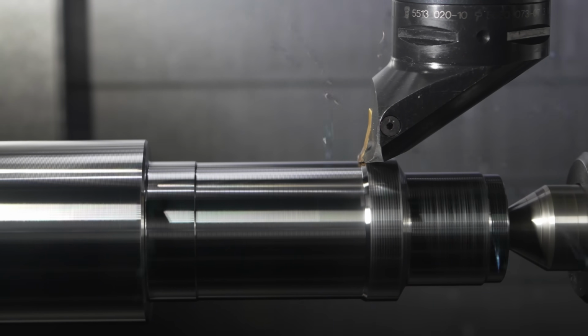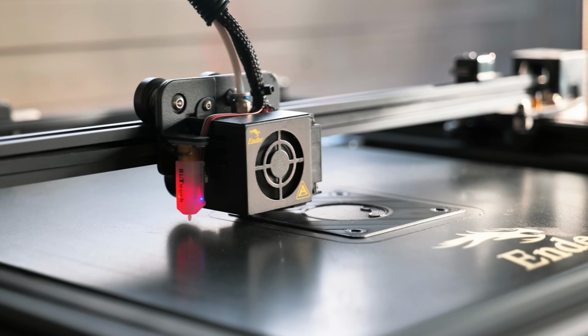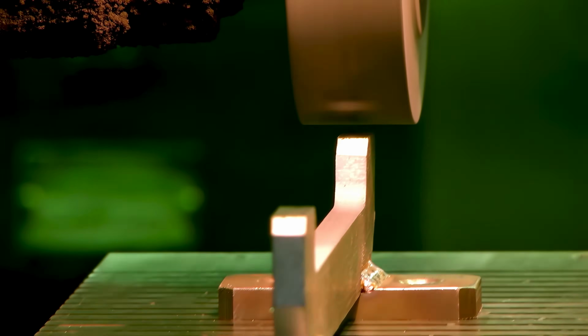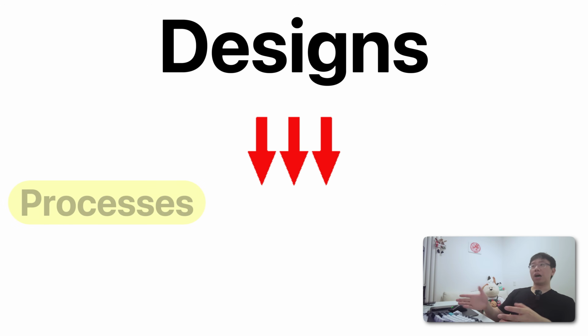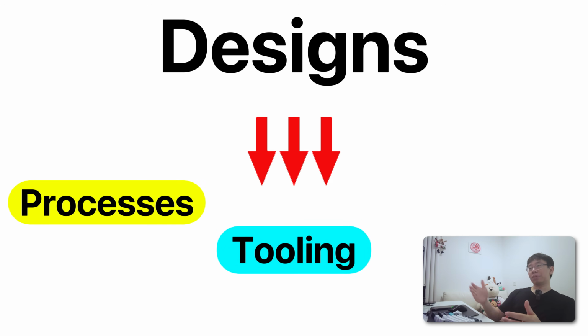Each manufacturing process has an extensive set of rules and best practices that you should follow. But in general, all your designs need to respect the constraints of processes, tooling, and materials.